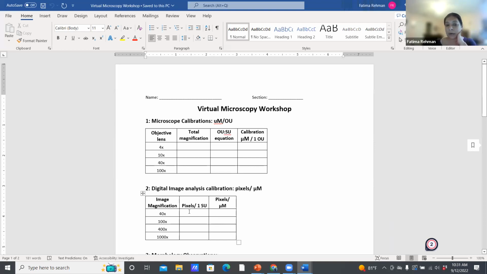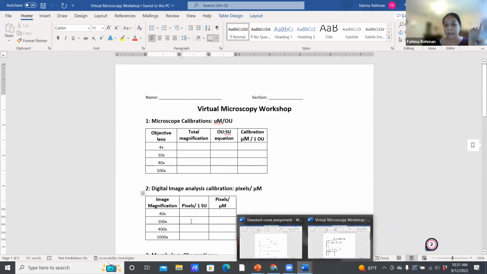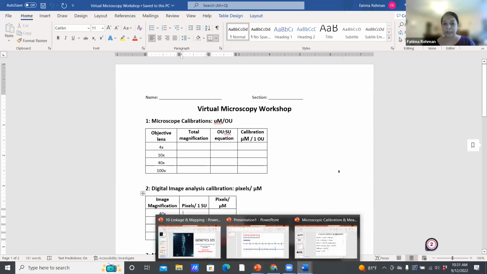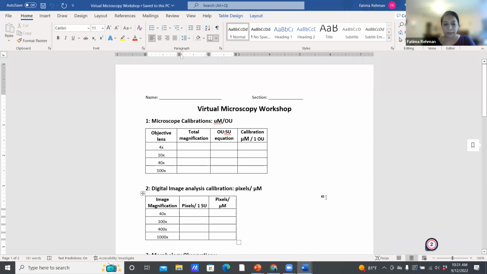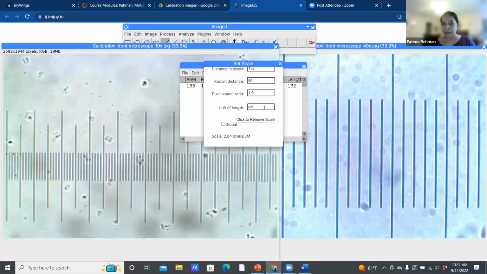this. So for here, because I did 5, there are 2 things I can do. For my 100x, I could write 134 for pixels per 5 stage units, to specify that, or I can divide it up and then it's 2.64 pixels per micrometer, right? Did that make sense how we did this? So you just need to basically measure the distance between 2 points and then do that.